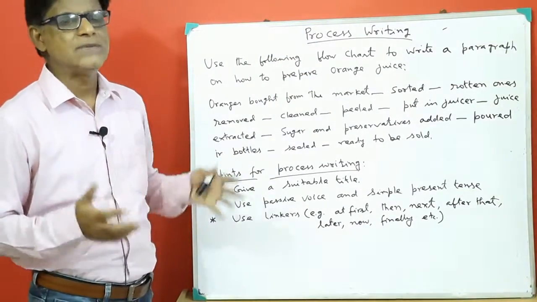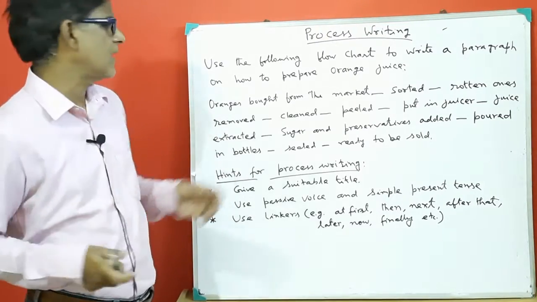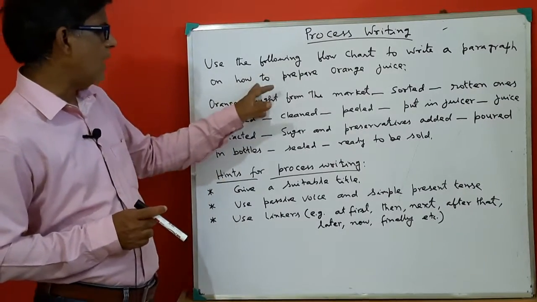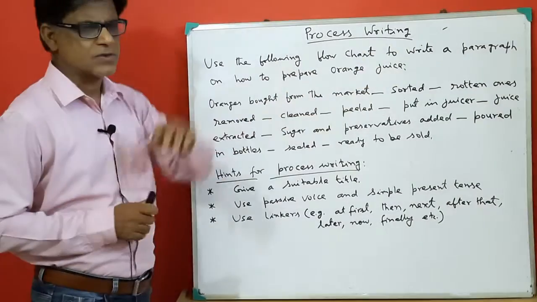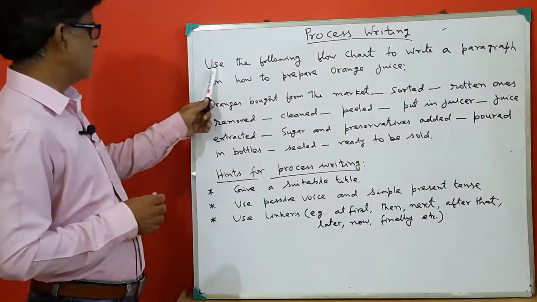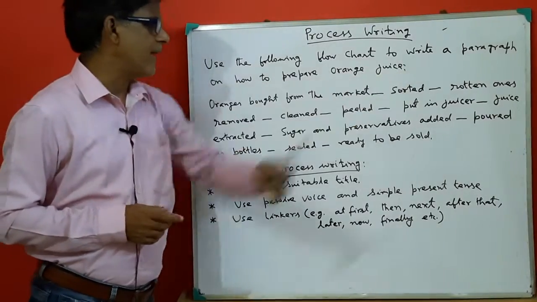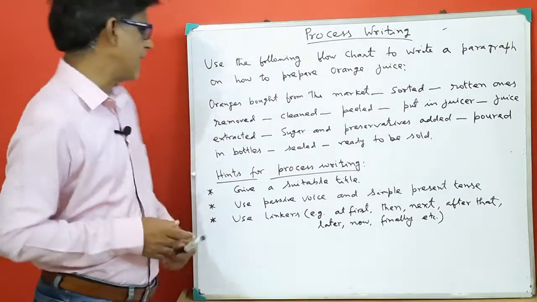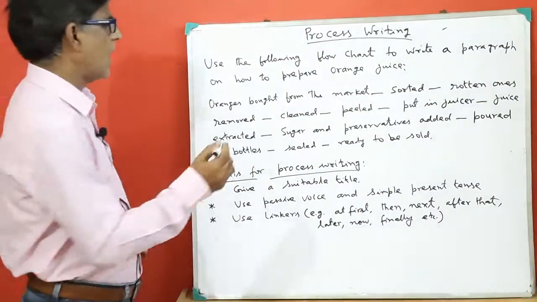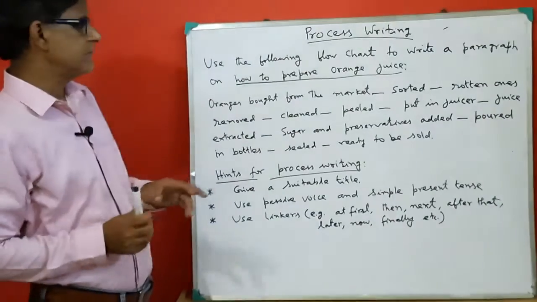For example, tea making, coffee making, rice making, etc. So our today's lesson is about how to prepare orange juice. So this is the question. Use the following flow chart to write a paragraph on how to prepare orange juice.